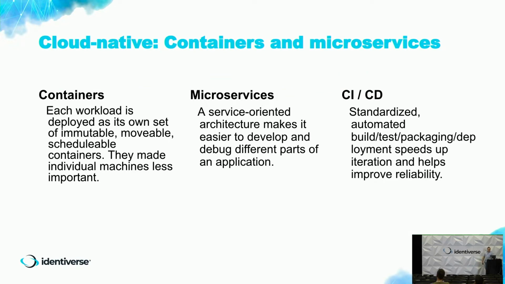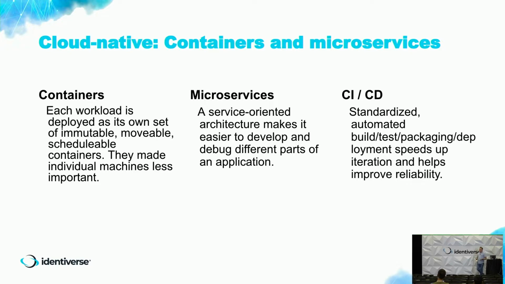So as we talk a little bit more about the cloud-native world, I think everyone here understands these various concepts. There's really three things that we need to just get the terminology right for. Containers, pretty sure everyone here is familiar with containers. Each workload is deployed as its own set of immutable, movable, schedulable containers. And the cool thing is they made individual machines much less important. Doesn't really matter where they're run. Everything is containerized, and we can lift and shift at any point in time and start it up in any new context.